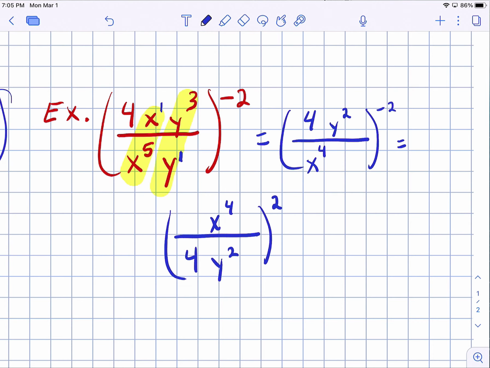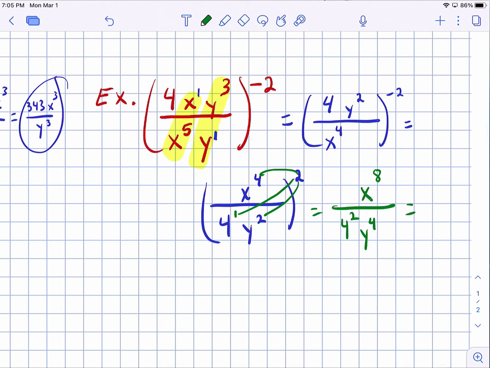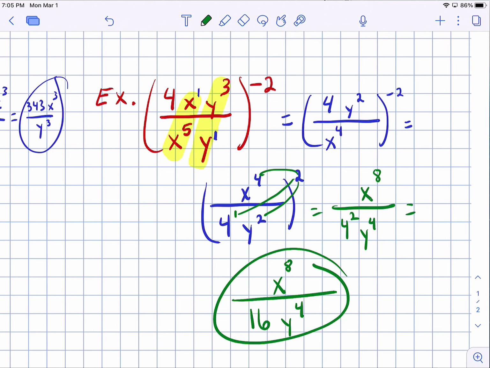Okay, and then last, I'm going to change colors one more time. The last thing I'm going to do is, that's 4 to the first, so I'm going to multiply every exponent on the inside by 2, and that should just about finish it up. So that gives me x to the 8th, 4 to the second, y to the 4th. 4 to the second is 16, so I'm going to do that.